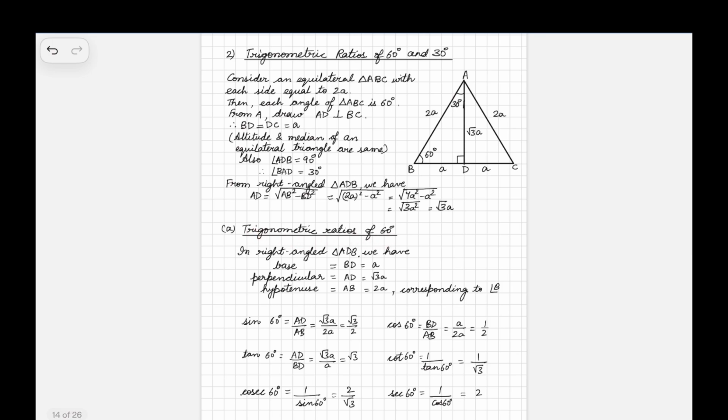Trigonometric ratios of 60 degrees. In the right angle triangle ABD, the base is BD, which is A, perpendicular is root 3A, which is AD, and the hypotenuse is AB, which is 2A. This is corresponding to angle B, which is 60 degrees. Now sine 60 is perpendicular by hypotenuse, which is root 3A by 2A, which is equal to root 3 by 2. Cos 60 degrees is base by hypotenuse, which is A by 2A, so this becomes 1 by 2.